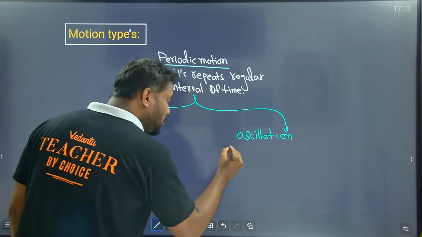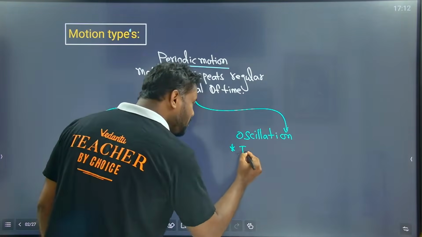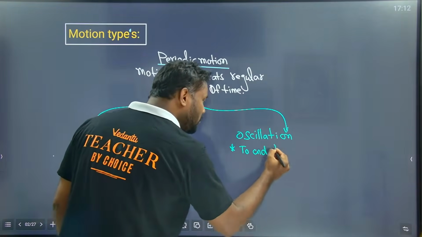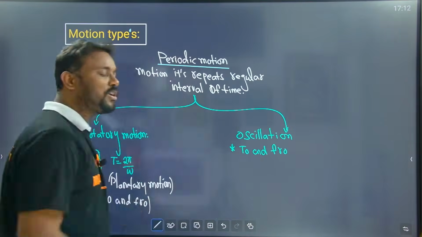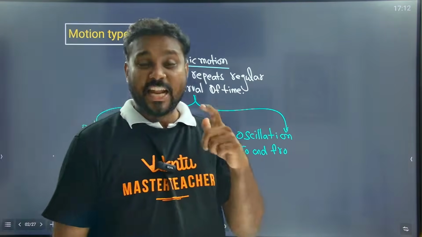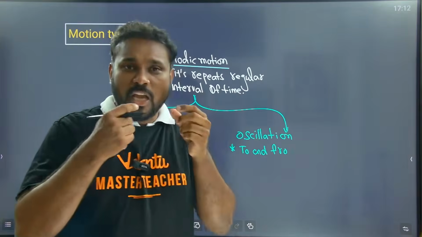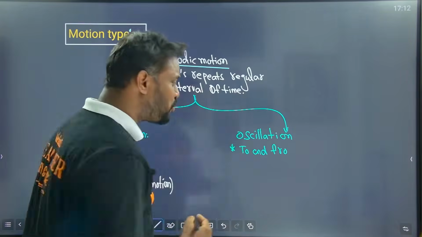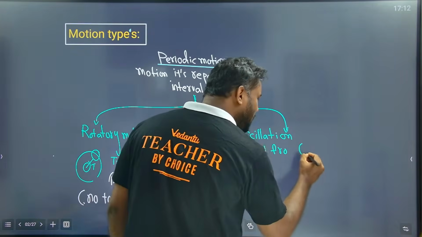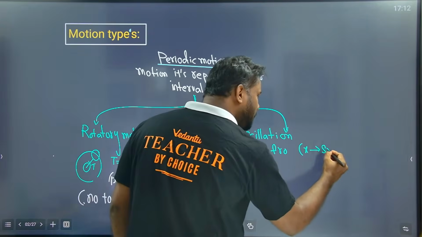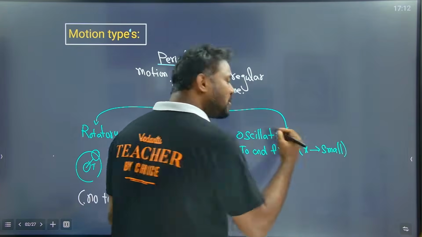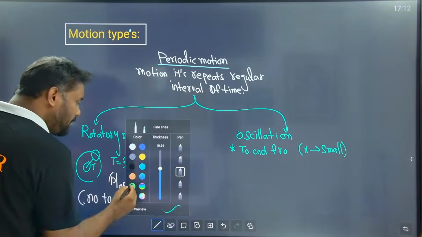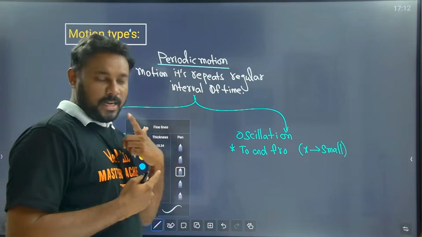What does it exhibit? Very important: it exhibits to and fro motion. This is very important for oscillation. The displacement is not huge; it is a small displacement. The displacement x is very small when it is an oscillation. For example, we can take a pendulum as an example of oscillation.